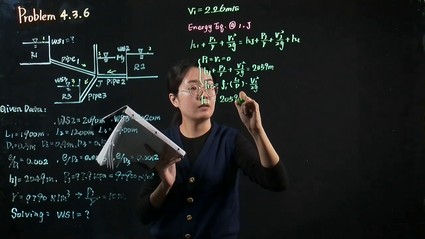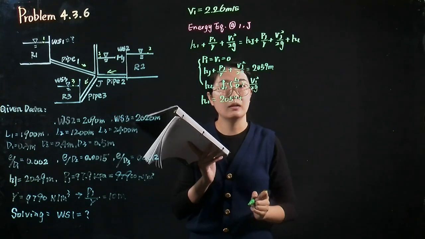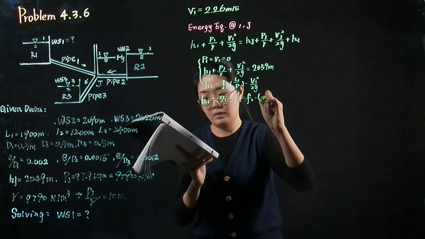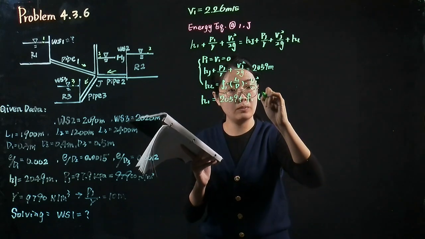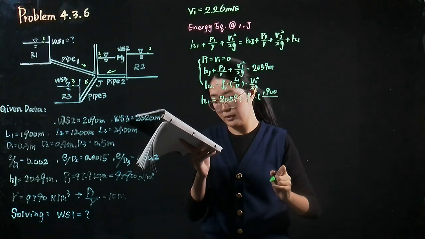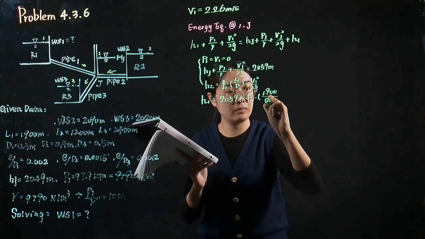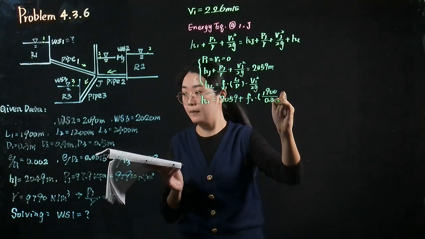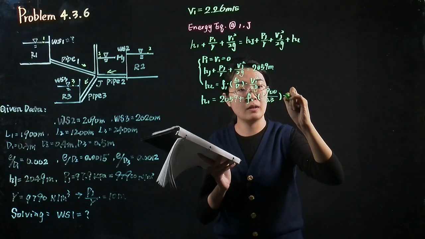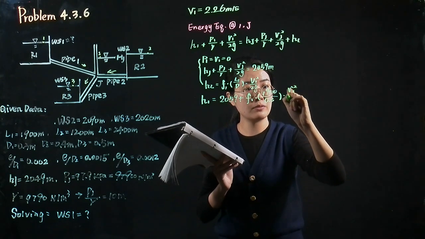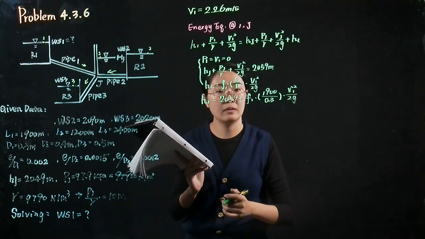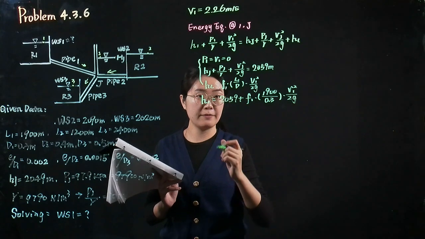2059 plus the friction factor times L1, which is 1900, over the diameter equal to 0.3, times V1 squared over 2g. Let's take a look at friction factor 1.